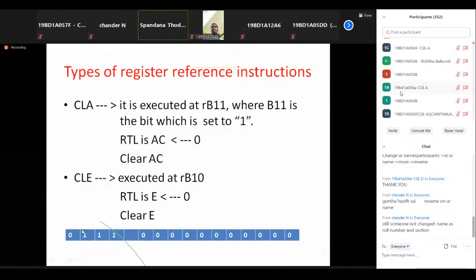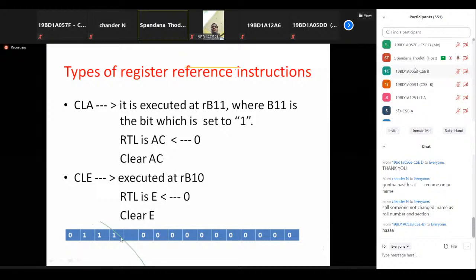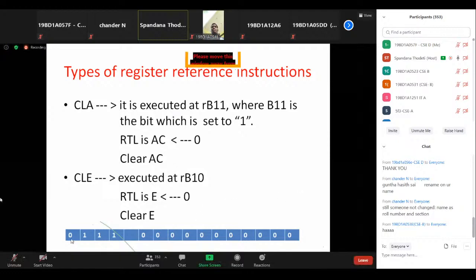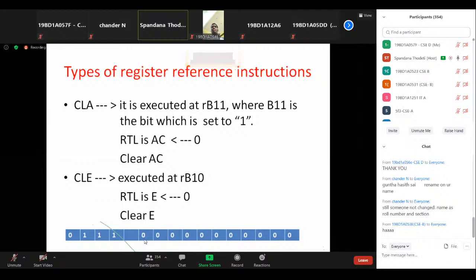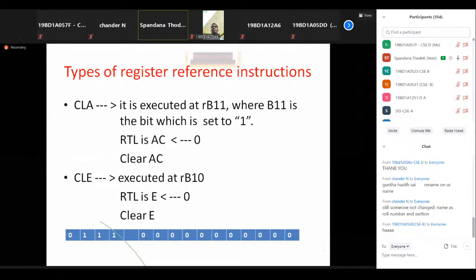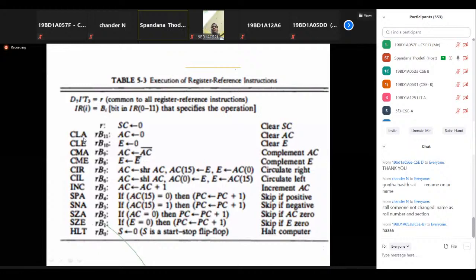First we'll see, I think you remember this format, right? For register reference instruction, these bits are fixed. Opcode bit value should be equal to 3 and the I bit value should be equal to 0 for register reference instruction, right? Next, by changing the value in these 12 bits, different instructions will come. If it is 1, which bit is it? This is your 11th bit. If you set the 11th bit of IR to 1, then which instruction is executed? CLA instruction is executed.